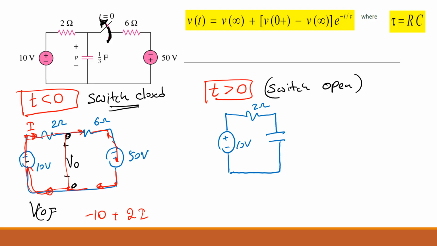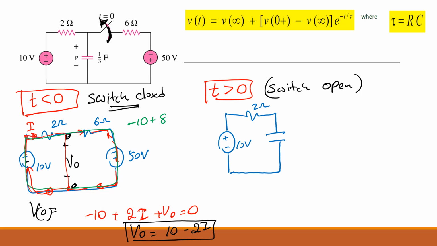the middle path is not there anymore. So 2I plus V naught is equal to 0. So you can find V naught, which is equal to 10 minus 2 times I. So you can find I if you apply KVL to this big mesh. If you apply KVL to the big mesh, you get -10 plus 8 times I minus 60 is equal to 0. So your I is 7.5. In the same way, you can substitute the I value here, and V naught is equal to 10 minus 15, which is -5.